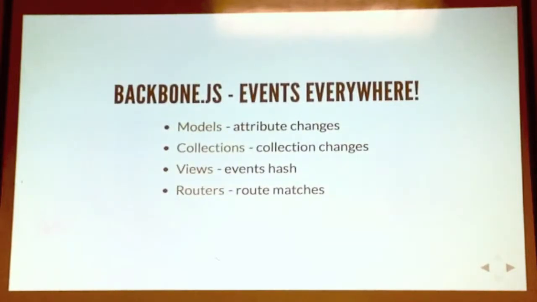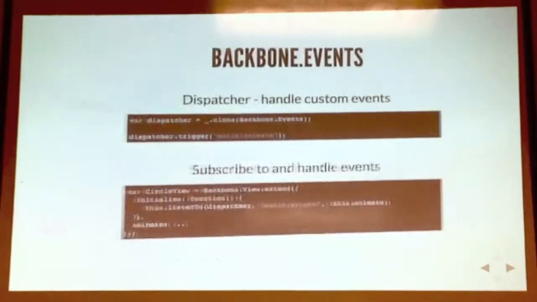And then in Backbone.js, events are used in every single module, every single piece of the library. For example, with models, anytime an attribute changes, an event is fired. Anytime the collection changes, if you add a model to it, remove one, or sort it, events are fired. You use and declare events with the events hash. And with the routers, every time a route is matched, events are fired. So there's no way to escape from using events, but it's also easy to tend to not use them.